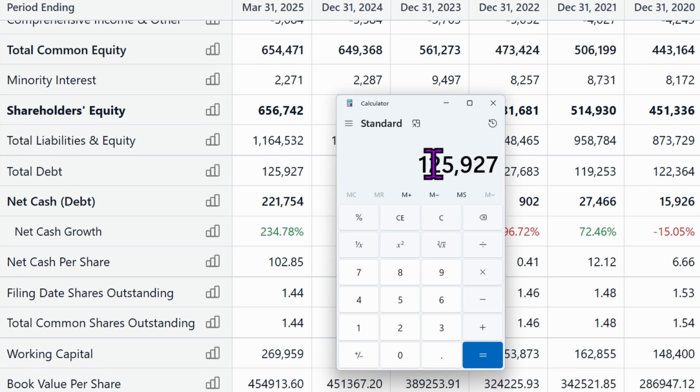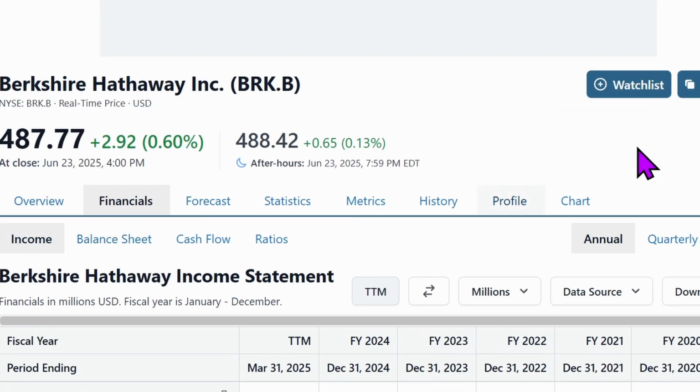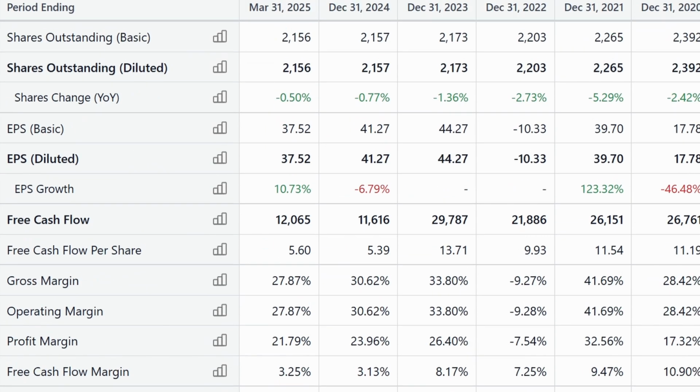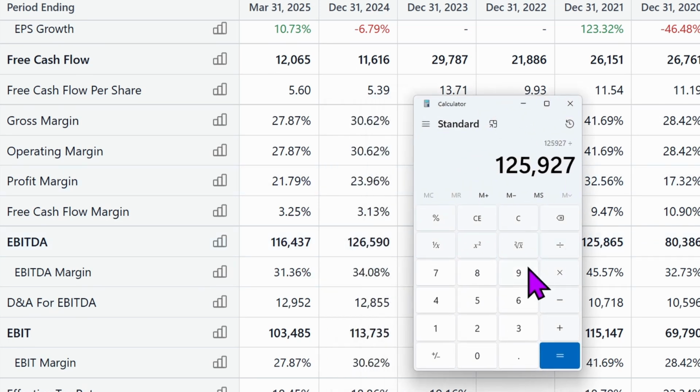So what we're going to do right now, we're going to plug in $125 billion into this calculator, and we're going to divide it by the EBITDA. And to do that, we need to jump over to the P&L statement, also known as the income statement. Scroll down to find the EBITDA. It's 116. So let's see. So we're dividing that by 116,437. So $116 billion. So it would take them 1 year to pay off all of their loans, all of their debt from just their EBITDA.